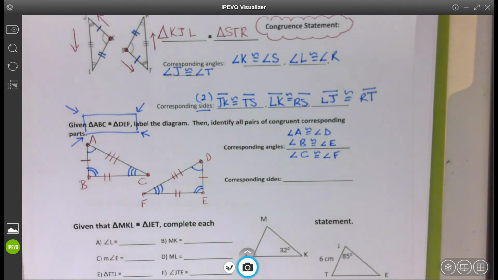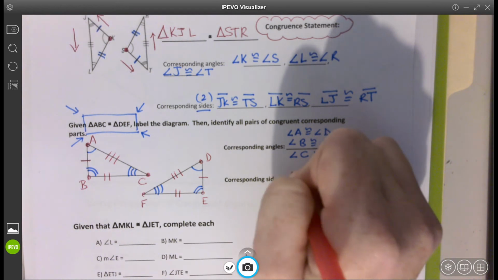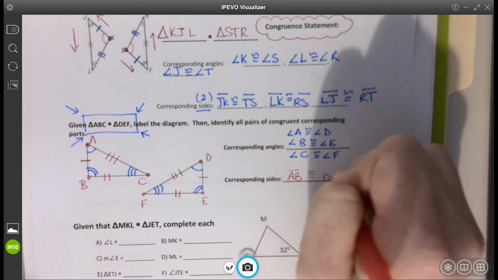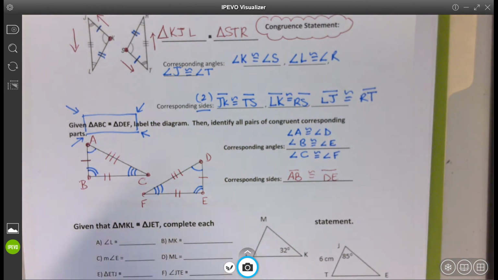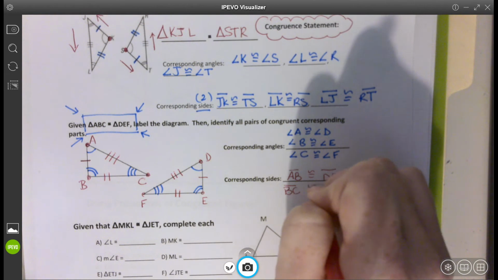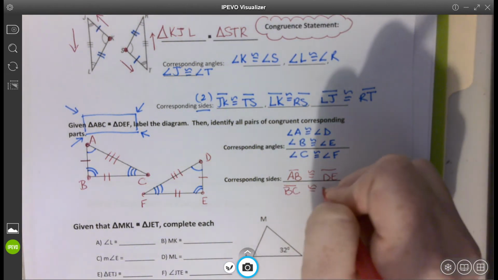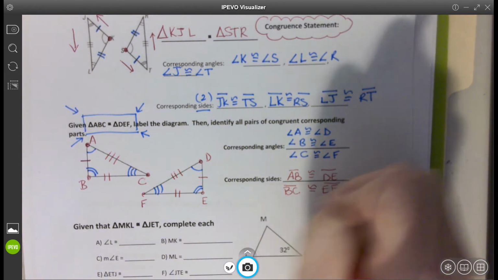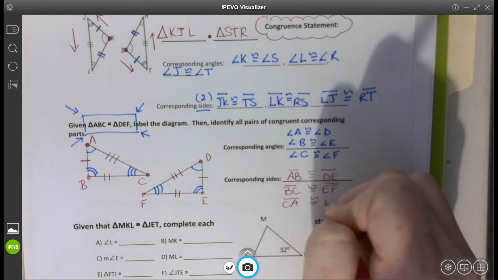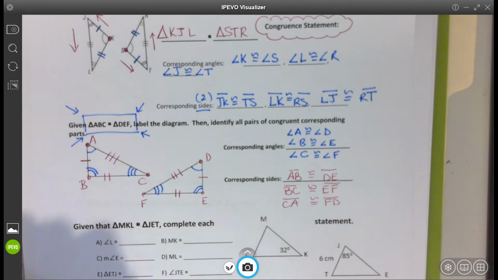Now I can write my corresponding sides. Remember, order matters. So AB is congruent to DE. Then I can say BC is congruent to EF. And then CA is congruent to FD. All right, so that completes our entire problem.